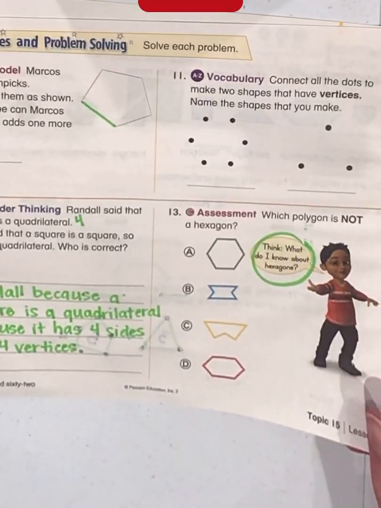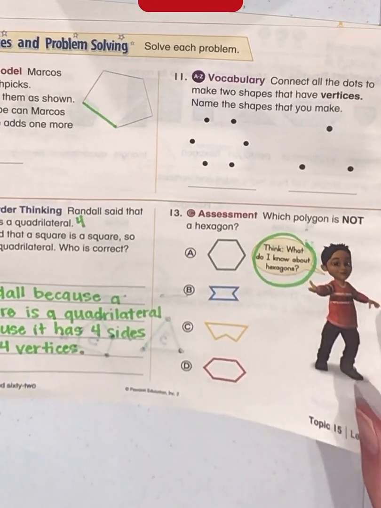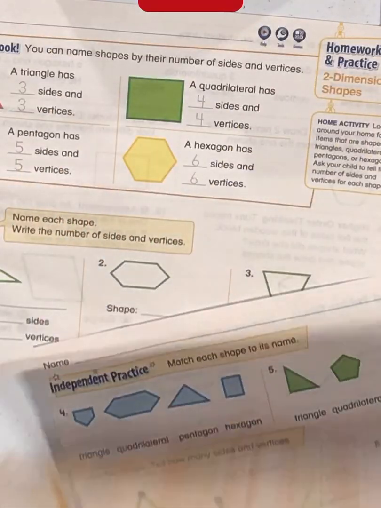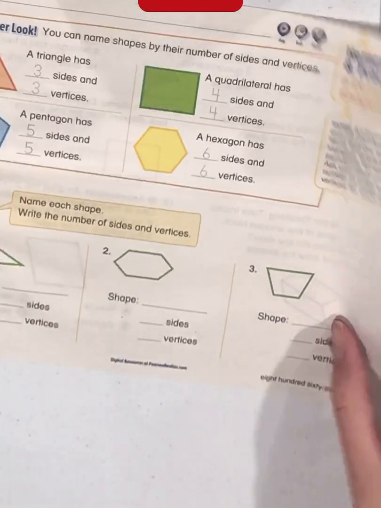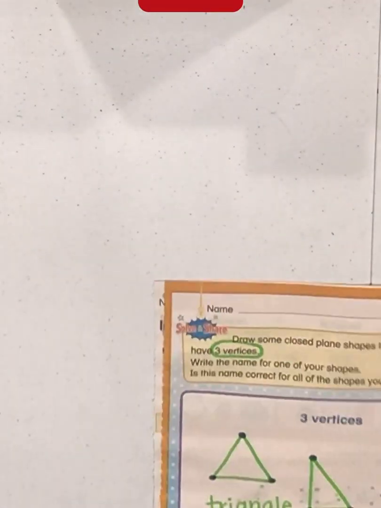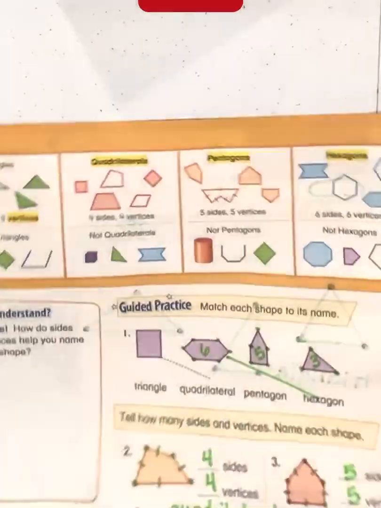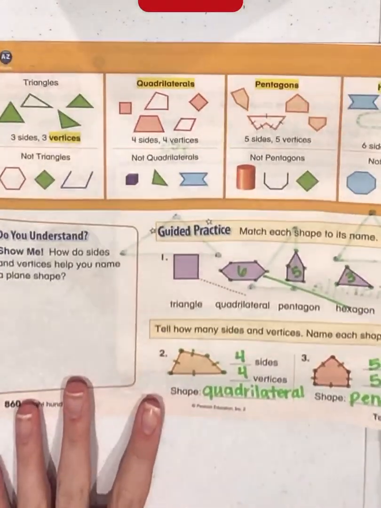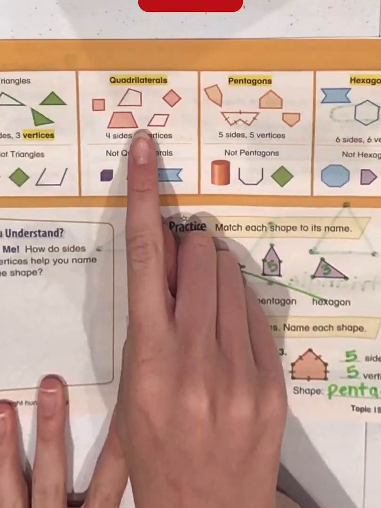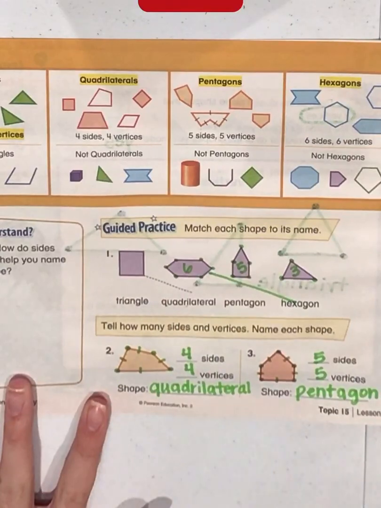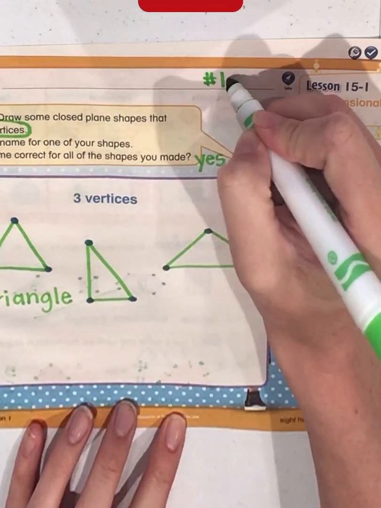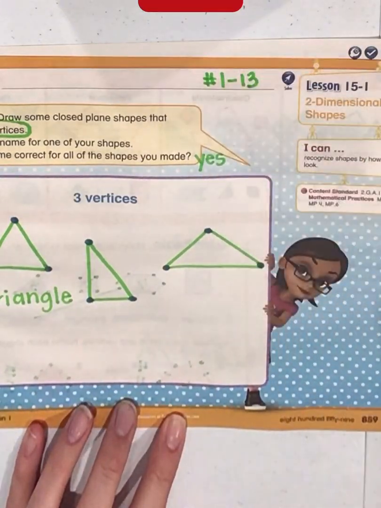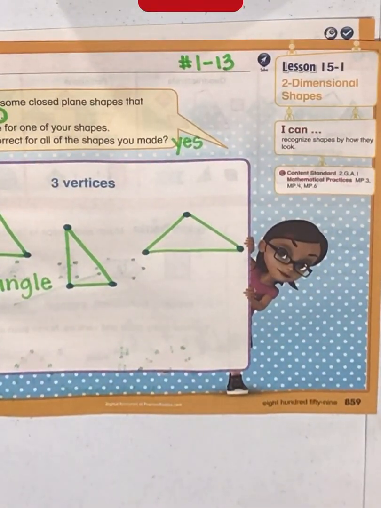All right, so that is going to be your assignment, number 1 through 13, and we did a couple of those already together. So just remember, if you need some help on today's assignment, this is a great place to look. Triangles, quadrilaterals, pentagons, and hexagons. I'm going to turn my paper back over and write numbers 1 through 13 as your assignment today, and then please make sure you post it to your Seesaw journal.